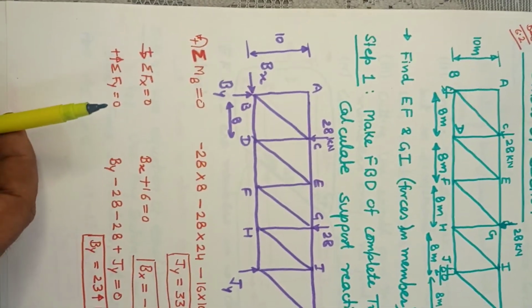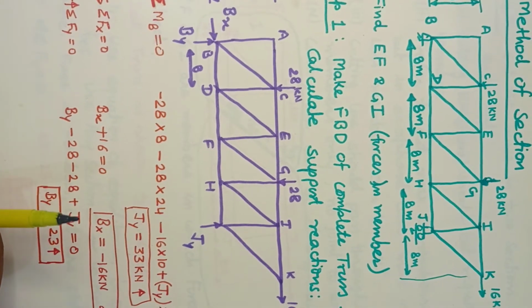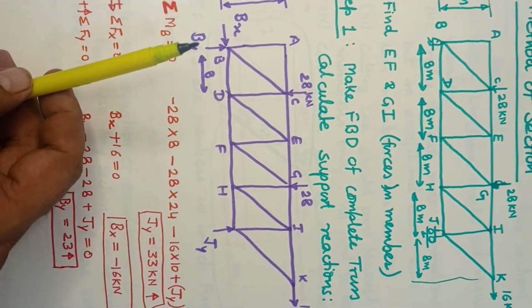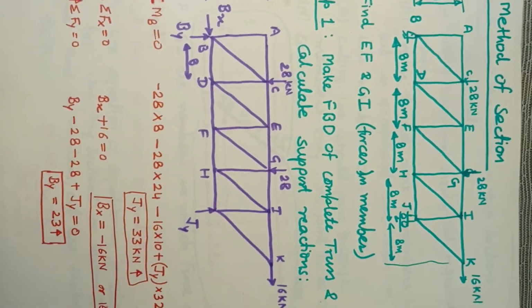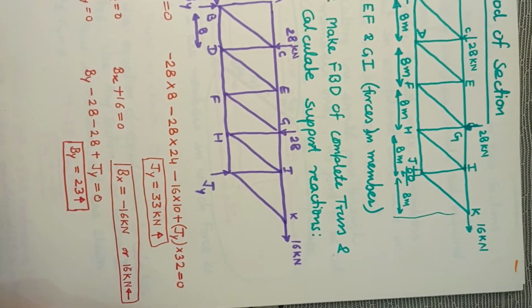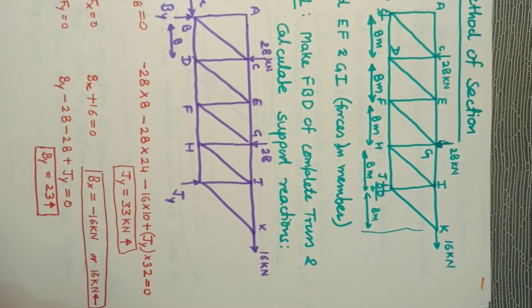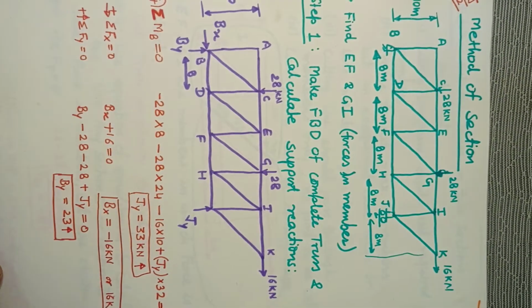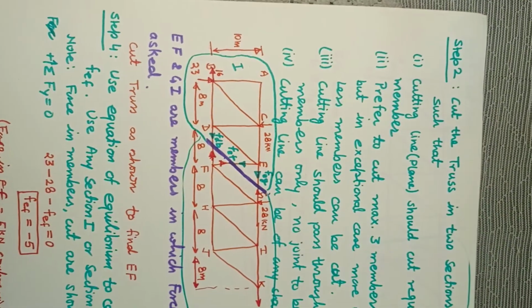Then summation Fy, it will give us By plus Jy minus 28 minus 28. There are two downward forces and there are two upward forces. We are assuming complete truss as one rigid body and determining the unknowns. So we are able to do step 1. Either we were using method of joints or method of section, this step is mandatory for both the methods. Okay, so let us proceed now to understand what is method of section and how to implement it.